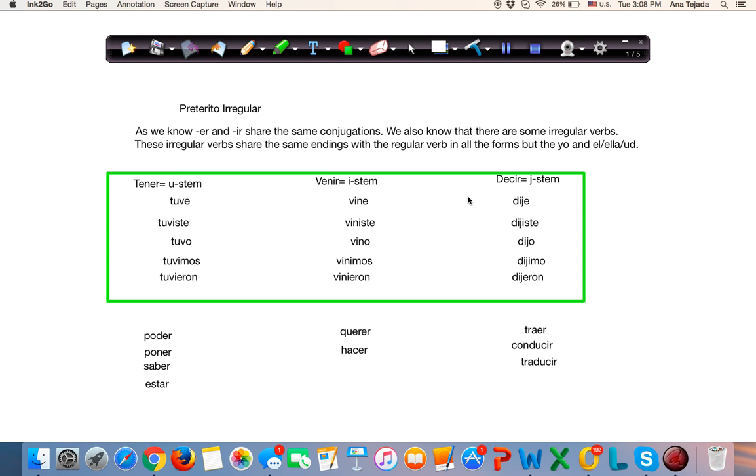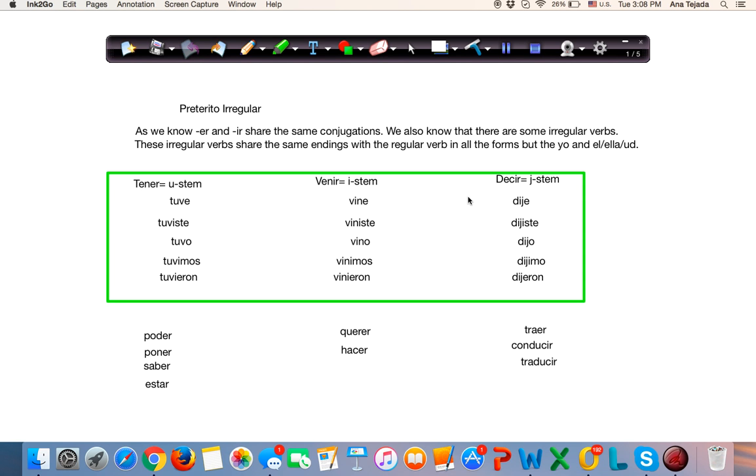Chicos, ¿cómo están? Hoy vamos a hablar del pretérito irregular. ¿Qué es el pretérito? ¿Es el presente o el futuro? No, muy bien, es el pasado.